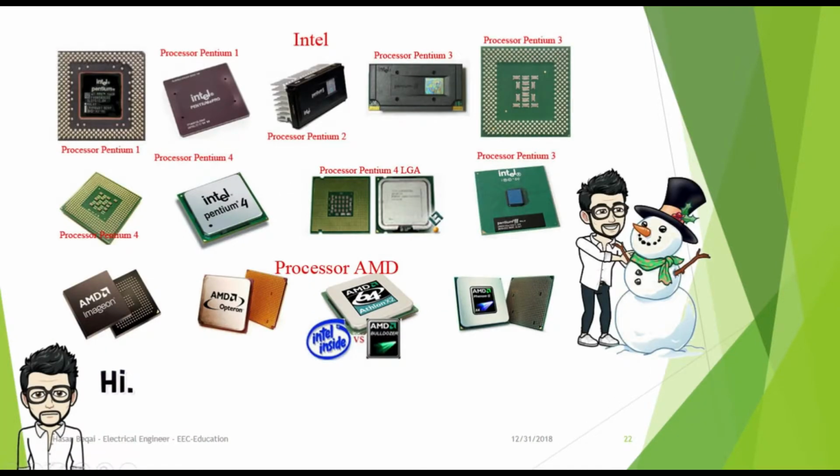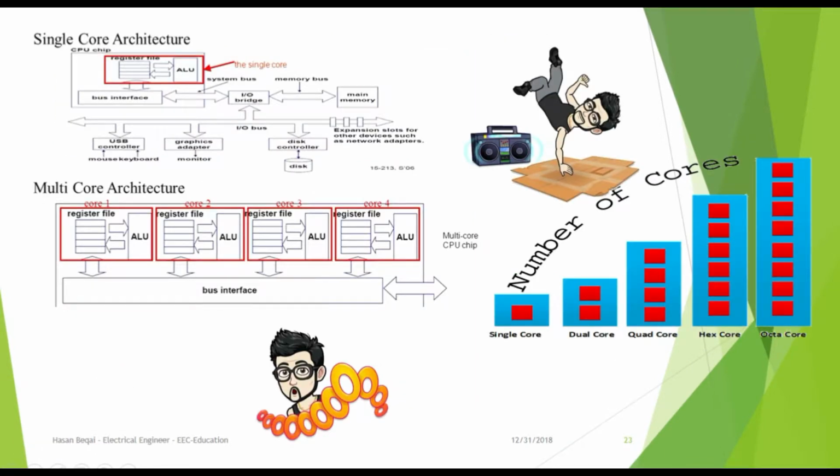There are many companies that design and implement CPUs, such as Intel and AMD. Intel CPUs are the most famous CPUs, which are available in the market nowadays. The term core is very common these days. It is the term that describes the architecture design of the CPU.